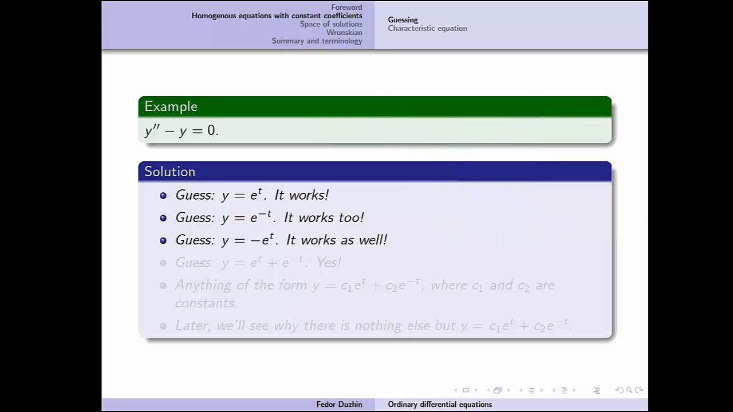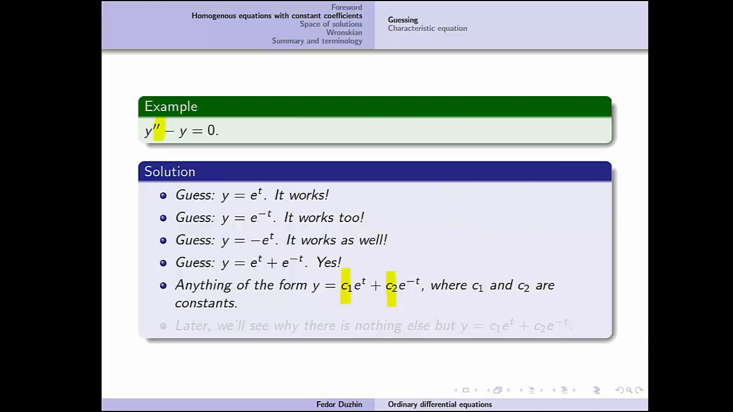And if you try the sum e to the t plus e to the minus t, it's still going to satisfy the differential equation. And I think you can guess that any linear combination of e to the t and e to the minus t is still going to be a solution of this differential equation. The intuition here is that since there are two parameters here, and the differential equation is second order, then probably we have found all the solutions.